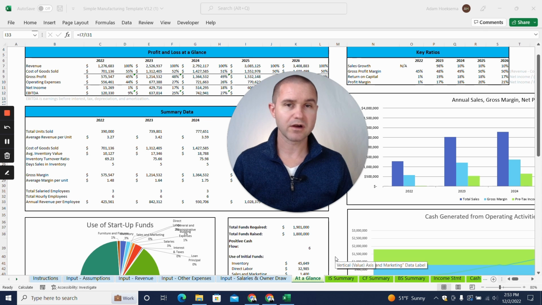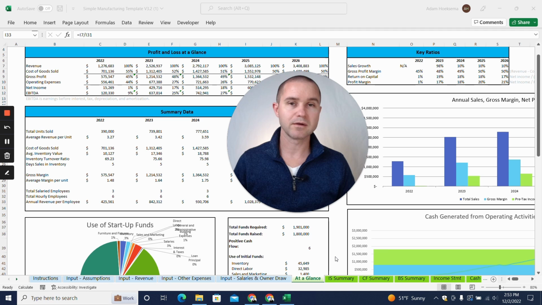This particular one is a simplified version. When you buy one of our manufacturing templates, you'll get access to both what we call a small goods manufacturing template, which gives you some very specific unit level detail, and this particular template, which is a little bit more high level and a little bit easier to fill out. I'm going to walk you through how to fill it out, how to use it, and give you some tips along the way. But first, my name is Adam Hoeksema.